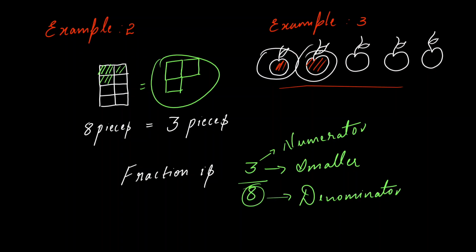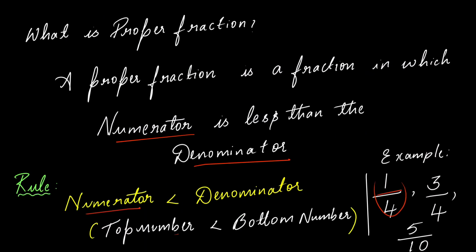So the 2 apples you took, and the whole apples in the basket is 5. So the numerator is smaller, which you'll write at the top, and the denominator is bigger or larger, you will write it at the bottom. So this is how the proper fraction is. In all these examples, the top number is smaller than the bottom number. So all of them are proper fractions.